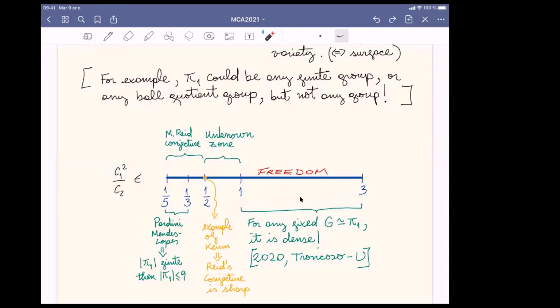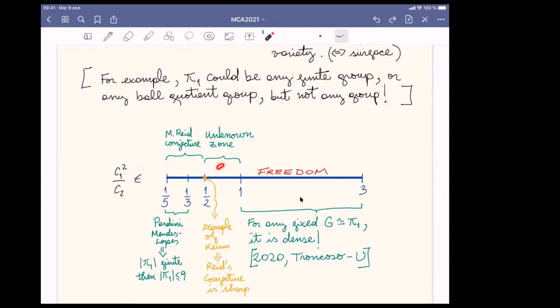There is also a conjecture by Miles Reid for this other interval. So if C1 square is strictly smaller than 1/2 C2, then he expects that the fundamental group is finite, or, I can explain it to you later if you want, the fundamental group is kind of comparable to the fundamental group of a curve. We don't know, that is a conjecture. And it's optimal because there is an example, as I mentioned here, by Kuhn in his PhD thesis, actually, that doesn't fit the picture of Miles Reid.